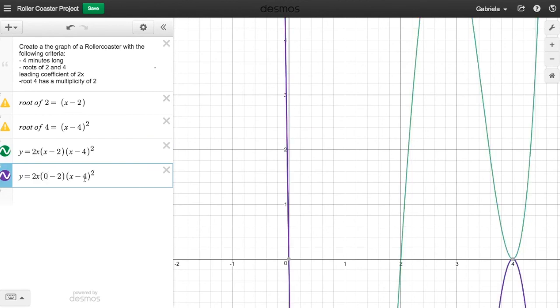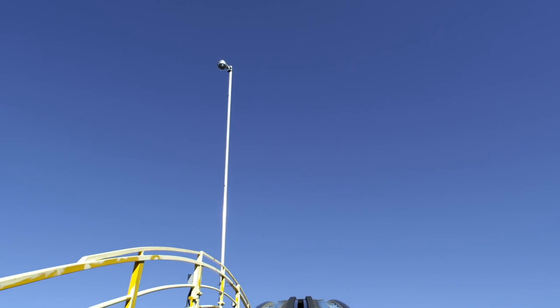Next, we can plug in zeros for all of our x values to find the y-intercept of our function. Here we can see that the y-intercept of our function is at 0, 0.